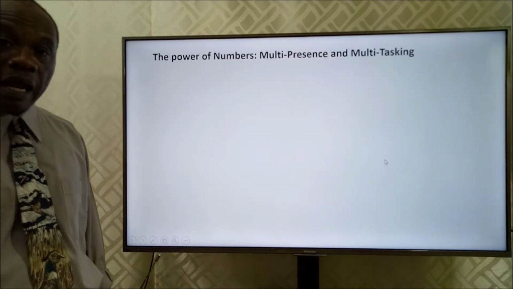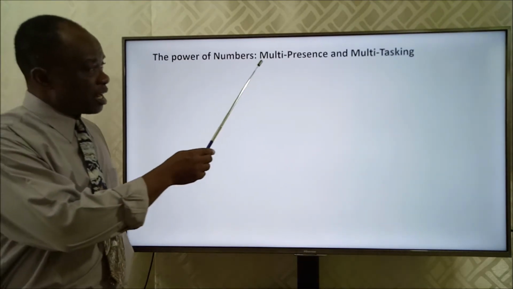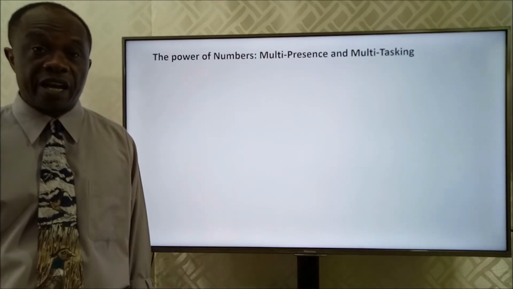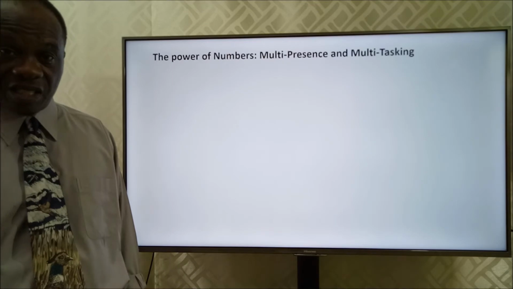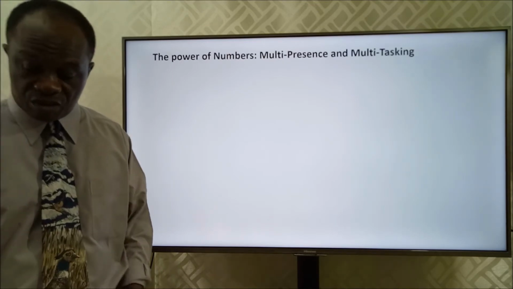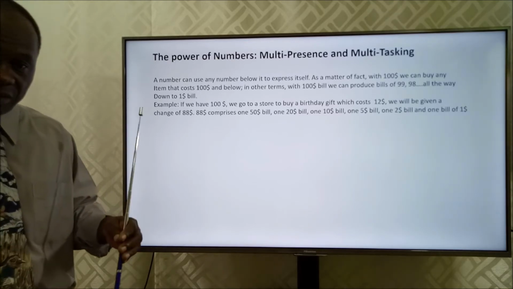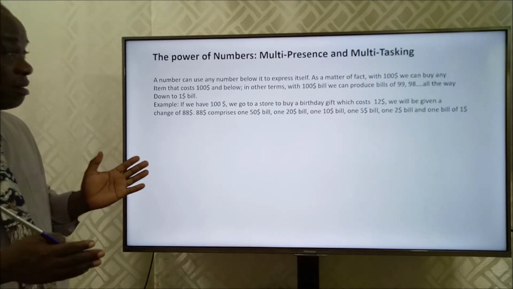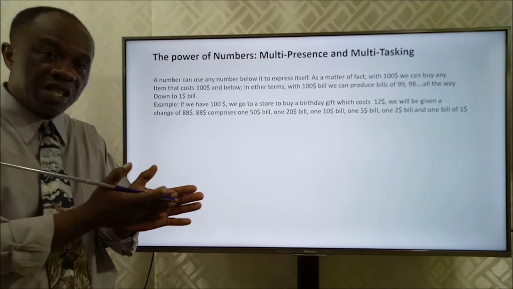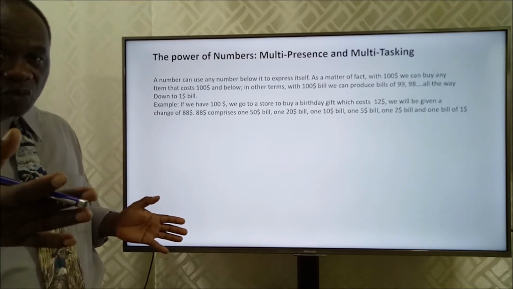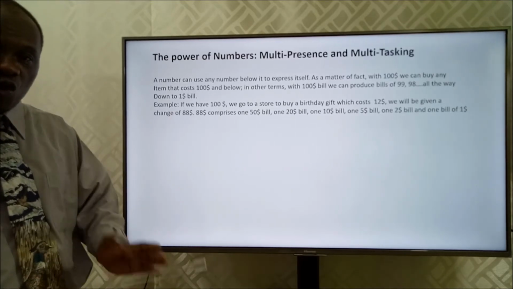Then, because of that, numbers have power. What is the power of a number? A number can be in many places at the same time. A number can fulfill many tasks at once. As we said, the number 20, for example, is not just 20. 20 means 1, 2, 3, 4, 5, 6, up to 19, 20. So all these numbers below 20 are part of 20.